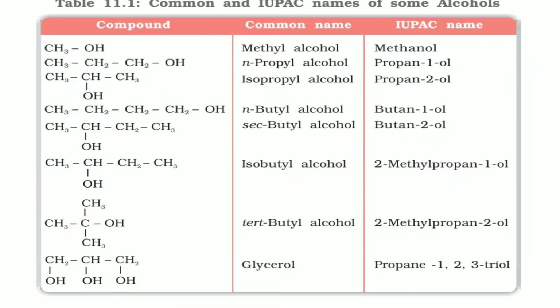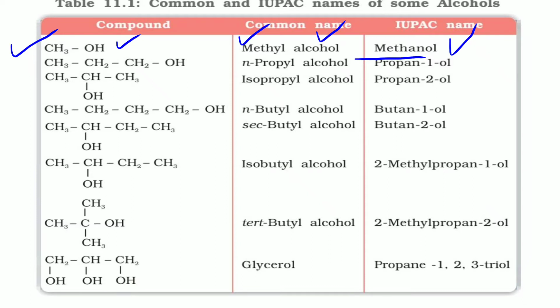Here are some common alcohol compounds from your textbook, and their common names along with IUPAC names. The first compound you can see is CH3OH. CH3 is methyl and OH is alcohol, so methyl alcohol is the common name. When we write the IUPAC name, we write methane and add the suffix OL, so it will be methanol.